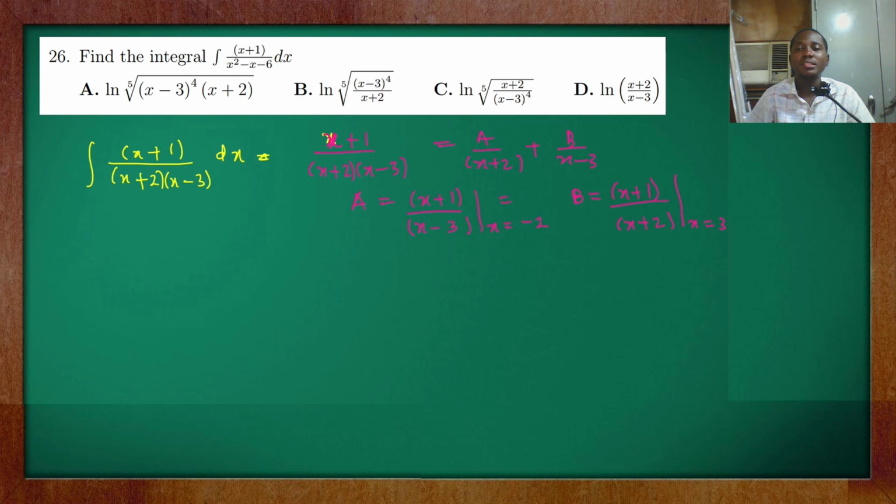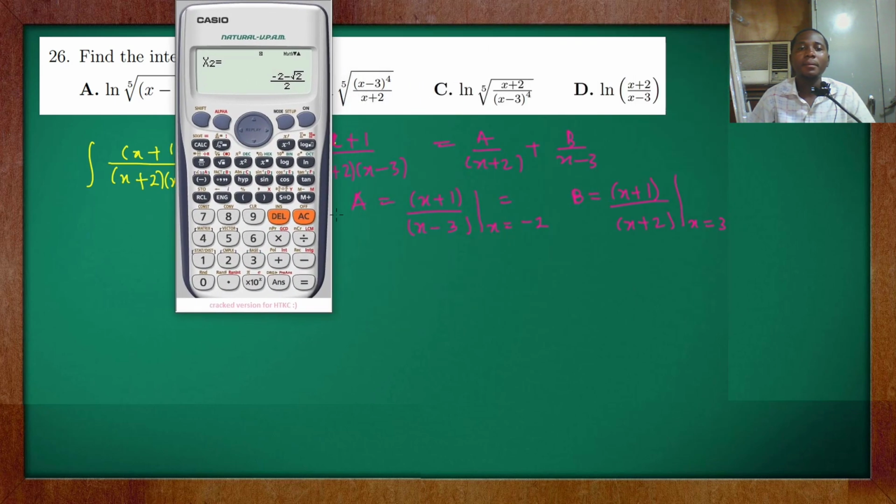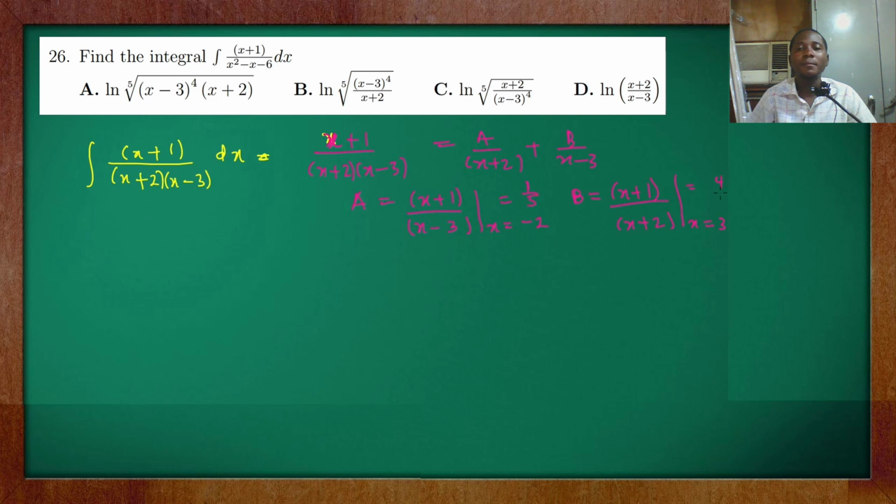If you do that, let's do that here. Let's go back to the computer. So here we have x plus 1, then x minus 3 removed, so we need to put minus 2 here. That means we have 1 over 5. For the second one we have x plus 1, with x plus 2 removed. Here let's put 3, substitute 3, that means we have 4 over 5. So we have A to be 1 over 5 and B to be 4 over 5.